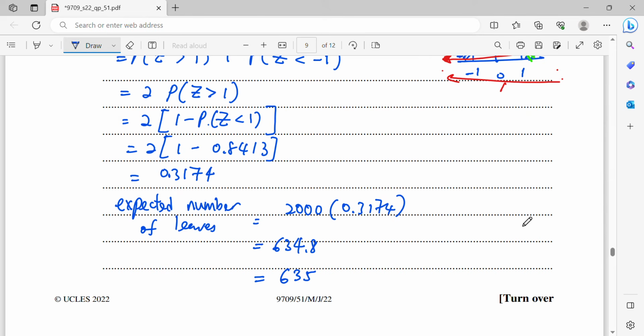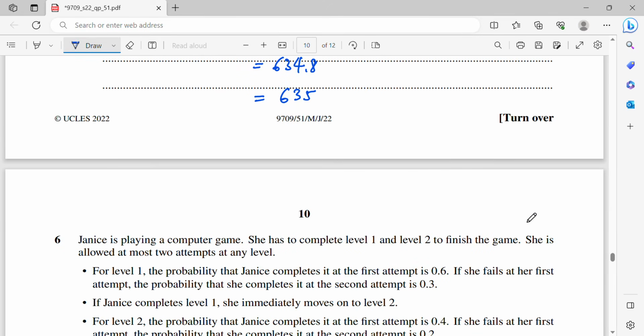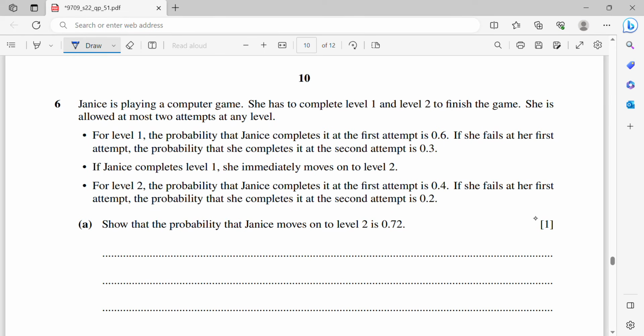Right? So let's move on to the next question. Question 6. Janice is playing a computer game. She has to complete level 1 and 2 to finish the game. She is allowed at most 2 attempts at any level. Alright. For level 1, the probability that Janice completes at the first attempt is 0.6. If she fails at her first attempt, the probability that she completes it at the second attempt is 0.3. So if Janice completes level 1, she immediately moves to the level 2.